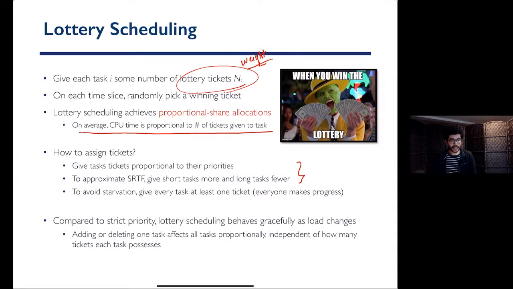Now, this is good because we're not going to starve tasks, right? Because it's random. So even if you have a single lottery ticket and there are 100 lottery tickets in the system, you still have a 1% chance of running. On average, you're going to run one time quantum every 100 time quantums. So you're not going to get starved.